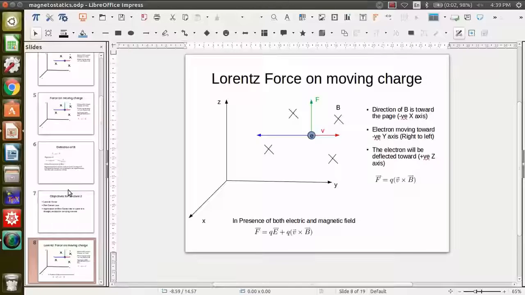Previously we have studied that a moving charge will experience a certain kind of force when placed in a magnetic field. But in addition to this magnetic field, suppose we have an electric field as well, then the total force is given by qE, which comes from your electrostatics, plus the additional magnetic field term. This total force is called the Lorentz force. So that's much for the Lorentz force.